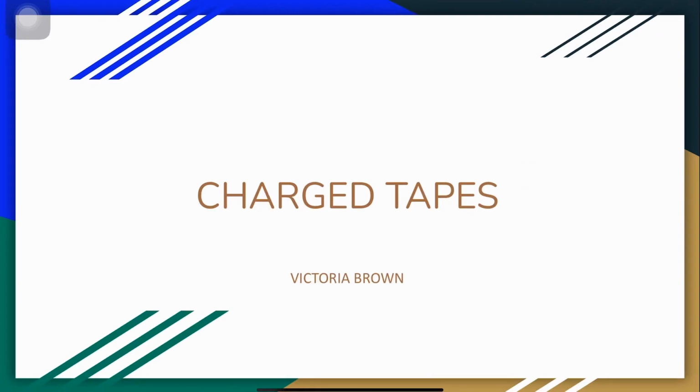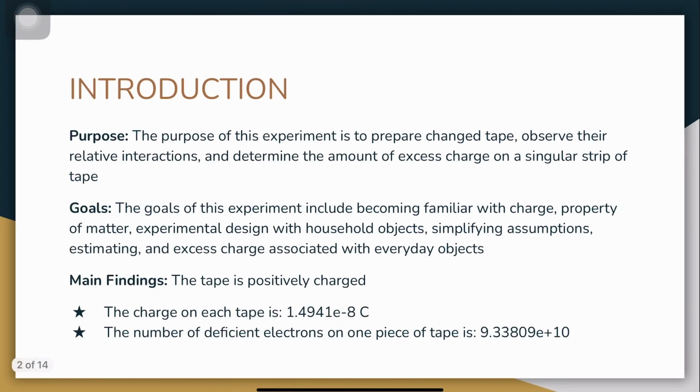Hello, my name is Victoria Brown, and this is Experiment 1 with charged tapes. The purpose of this experiment is to prepare charged tape, observe the relative interactions, and determine the amount of excess charge on a singular strip of tape. The goals include becoming more familiar with charge and properties of matter and experimental design overall.